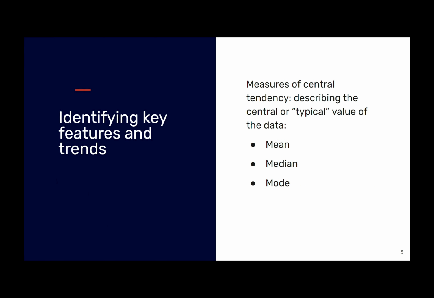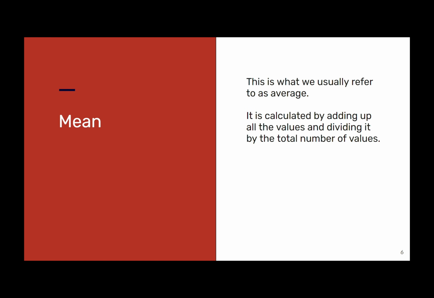Identifying key features and trends. There are different measures of central tendency, describing the central or typical value of the data. In this case, we look at mean, median, and mode. Three things that I'm sure you're quite familiar with. Mean. This is what we usually refer to as average. It is calculated by adding up all the values and dividing it by the total number of values.